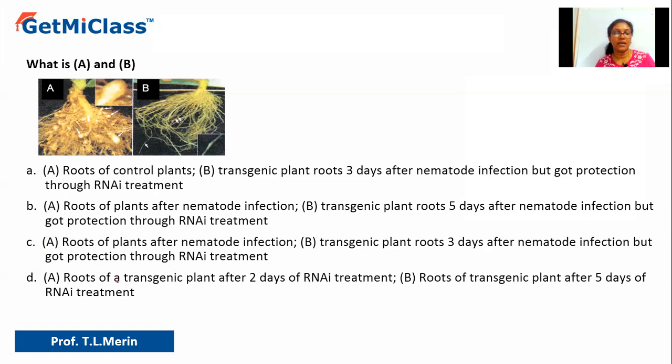Option D, A is roots of transgenic plant after 2 days of RNAi treatment, and B is roots of transgenic plant after 5 days of RNAi treatment. Now that's the question. Basically, we have to identify what is A and B.